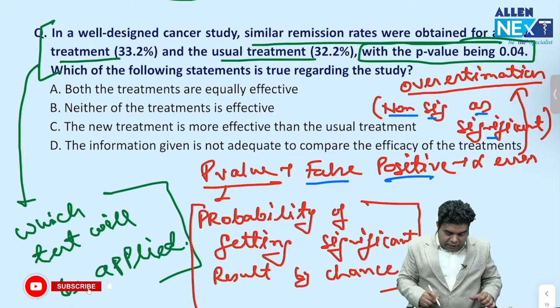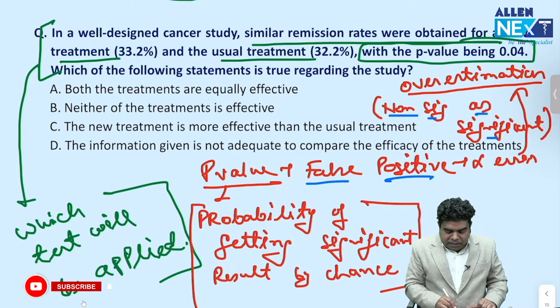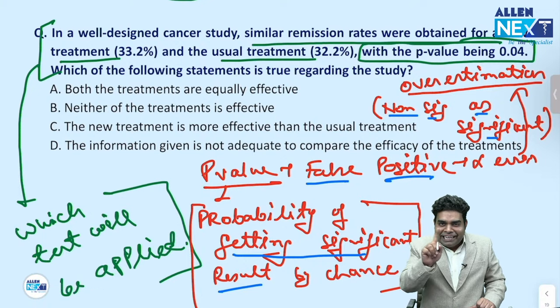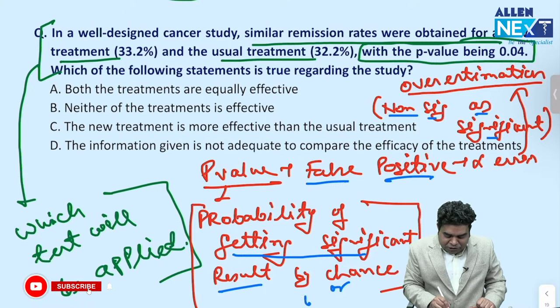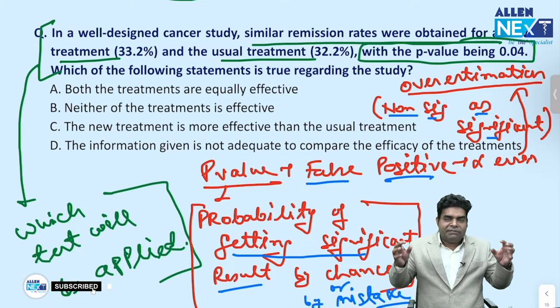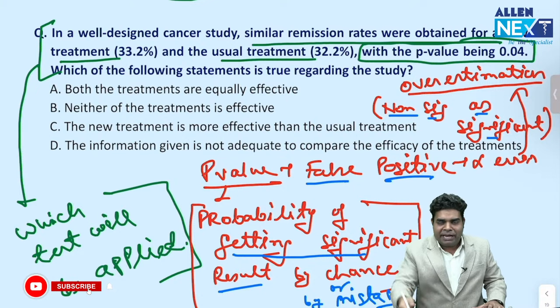Now coming to the p-value thing. In the Coronil study, the researcher and Baba Ramdev were getting significant results. But they are getting significant results just by chance or by mistake. So that is the meaning of p-value and alpha error. Both have the same meaning. Okay. And I give this example very commonly.